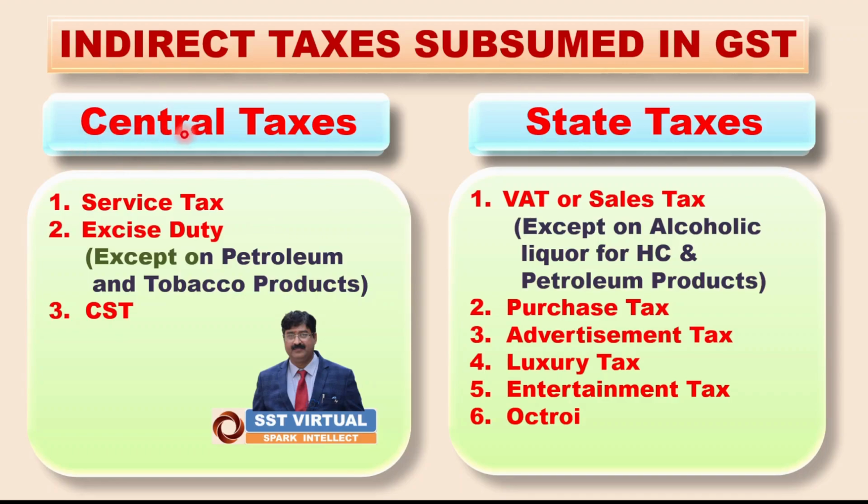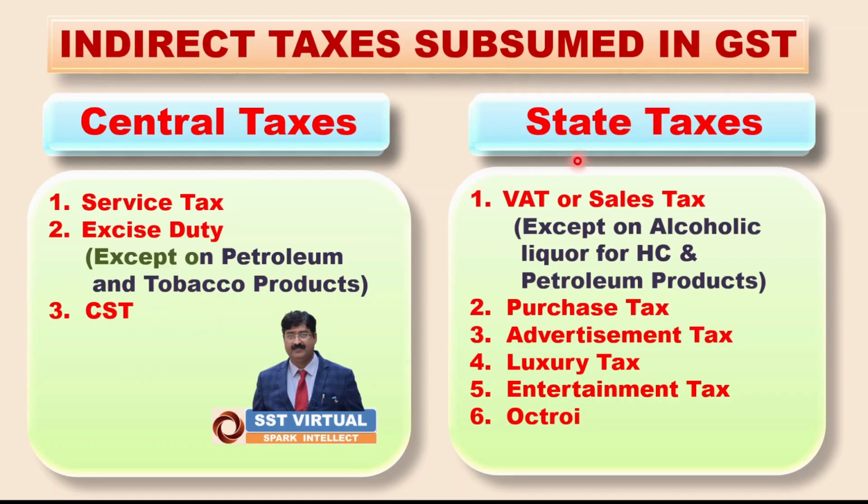Taxes imposed by central government. One tax was service tax, which was imposed on the provision of services. Now it has been subsumed in the GST. Then excise duty. Excise duty on all the products except petroleum and tobacco product has been subsumed in the GST. And CST was levied on the interstate sale of goods, and now this has also been merged in the GST.